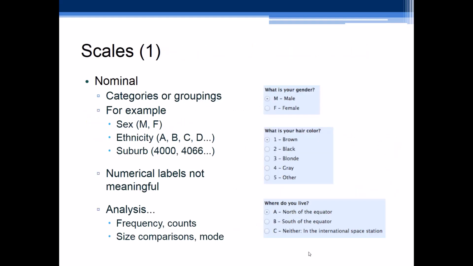The first one is the nominal scale. A nominal scale is the most basic form of scale. It's simply a way of classifying or categorizing people or things, so placing them into groups.